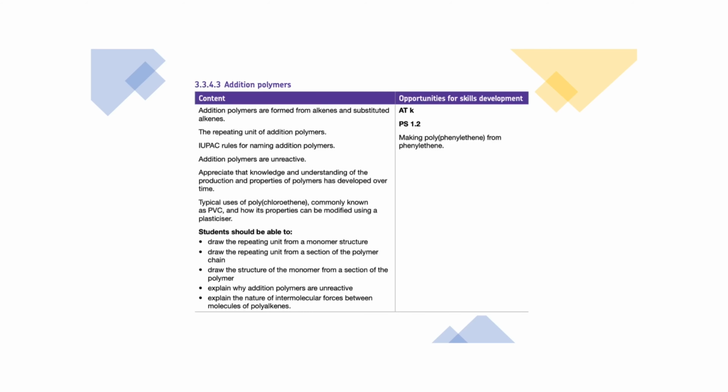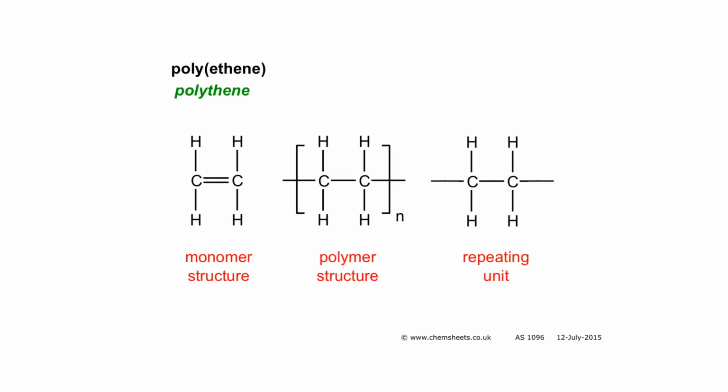Next part of the specification is addition polymers. So addition polymers are formed from alkenes and substituted alkenes. The repeating unit of addition polymers, IUPAC rules for naming them. Addition polymers are unreactive. Appreciate knowledge and understanding of the production and properties of polymers have developed over time. Typical uses of polychloroethene, commonly known as PVC, and how its properties can be modified using a plasticizer.